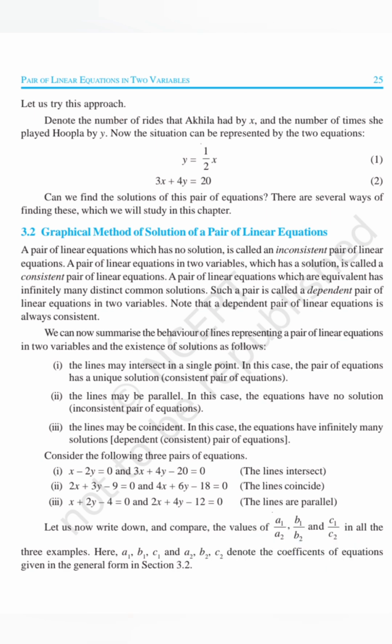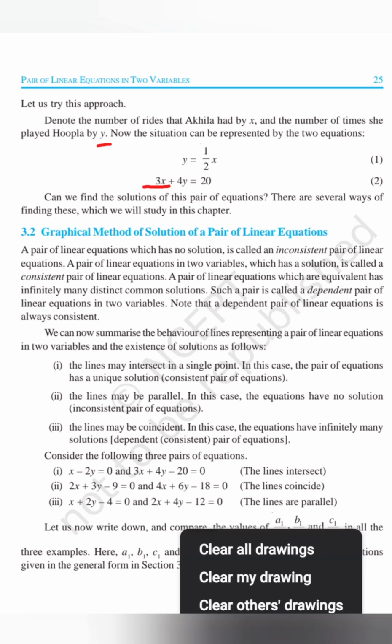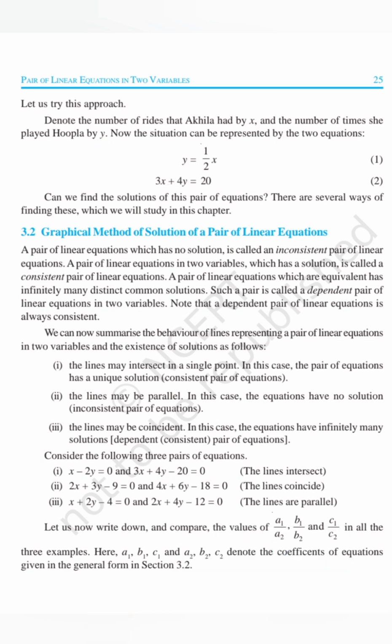And the second equation would be 3 rupees for the giant wheel and 4 rupees for hoopla. The number of rides on the giant wheel is x and each ride is 3 rupees, so 3 into x will be the total cost for the giant wheel. The number of times she played hoopla is y, and the cost of a hoopla game is 4, so it will be 4y. She spent rupees 20 for both, so we can say 3x plus 4y is equal to 20. This is the equation for the amount she spent.